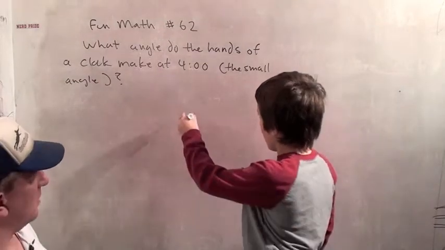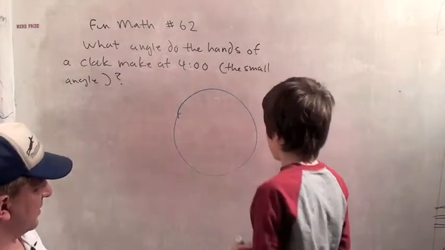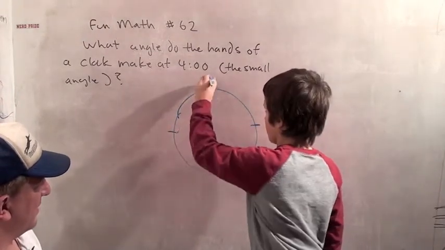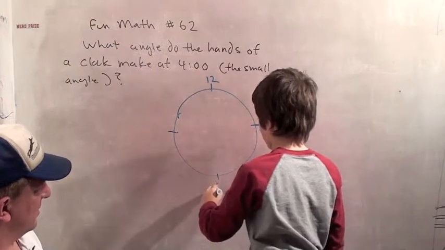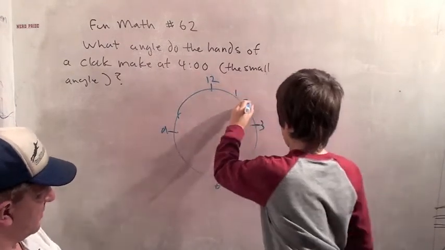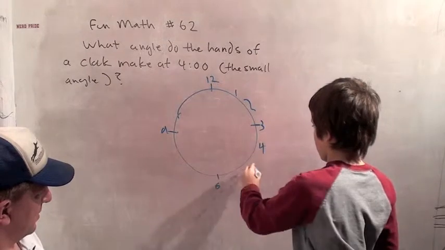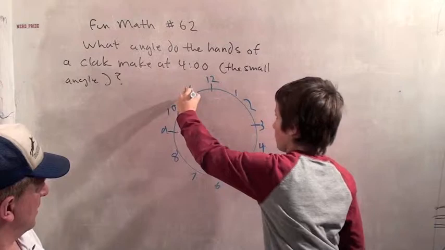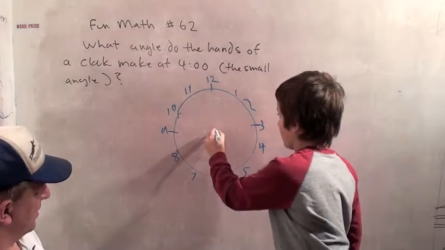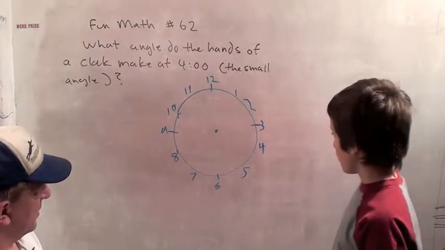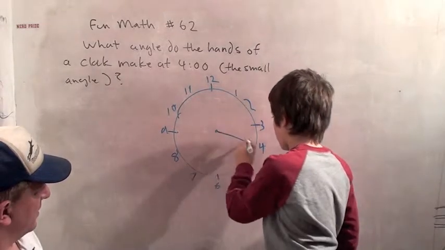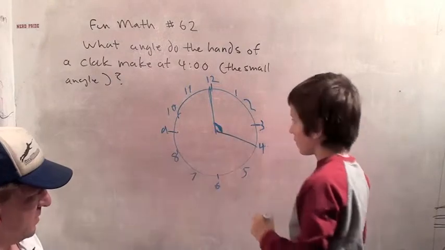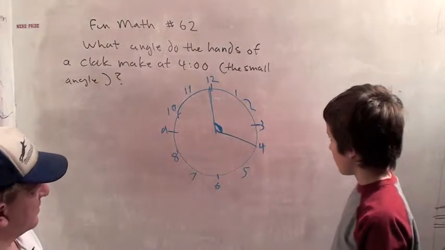Let's draw a picture of a clock. And they don't mean a digital clock, right? They mean this type of clock. Alright, there's a good clock. So we need to know what this angle is. So how are you going to figure that out?